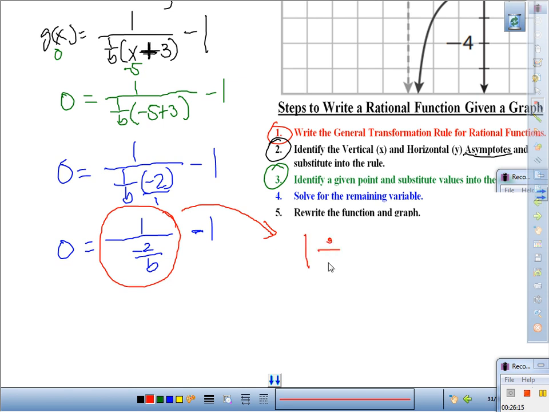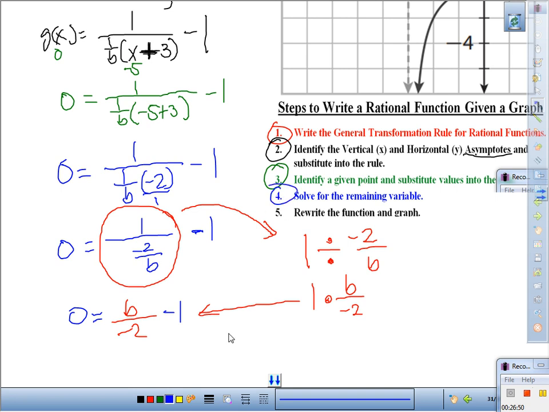1 divided by negative 2 over b. Think about it. How can I rewrite that division of a fraction? 1 times the reciprocal, which is what? b over negative 2. So what is b over negative 2 times 1? b over negative 2. So this turns into that, and I bring down the negative 1 equal to 0. And I just finished solving.